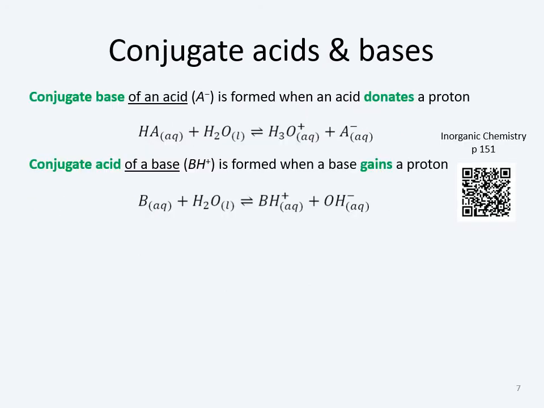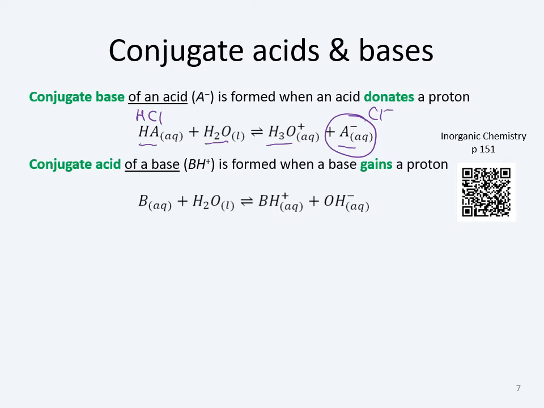Okay, so getting back to the main content, we have a bit more terminology here. Again, we have our generic acid HA reacting with water to give H3O plus and A minus. The conjugate base of the acid is this A minus. So in the example of HCl plus water going to H3O plus Cl minus, the conjugate base would be Cl minus. Equally, you can have many other different types of conjugate base.